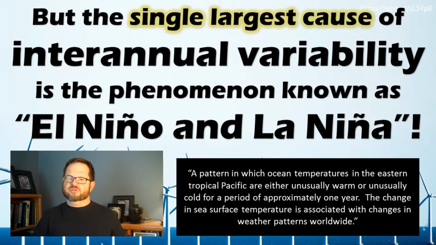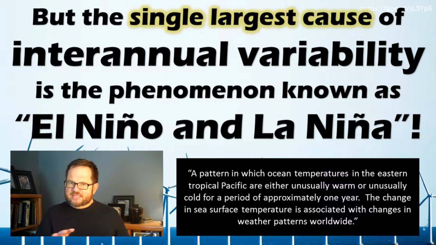Let me give you some verbiage here and we'll pick it apart. I wrote that it's a pattern in which ocean temperatures in the eastern tropical Pacific, like off the coast of South America, are either unusually warm or unusually cold for a period of about a year. The water temperatures off the coast of South America and out into the central equatorial Pacific are either going to be quite warm, several degrees above normal, or several degrees below normal. And the changes in this sea surface temperature distribution are associated with changes in weather patterns worldwide.